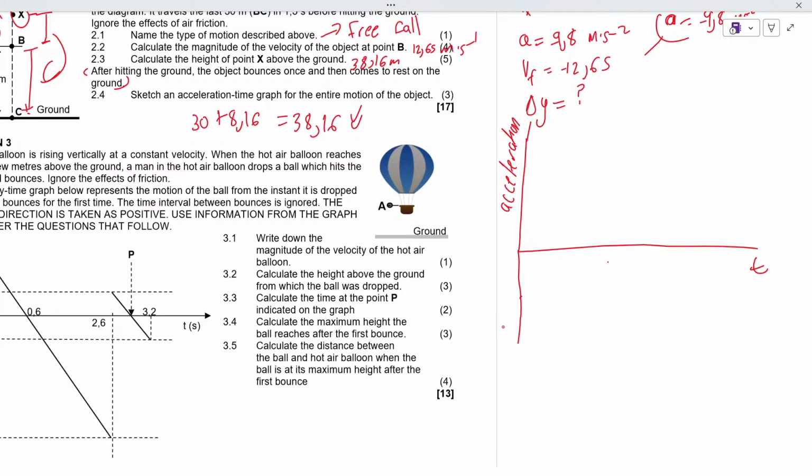Okay, yes, thank you. Since up is positive, the acceleration is negative the whole time, so it's going to be negative 9.8, a straight line at negative 9.8 until it reaches the bounds. At the bounds something happens, like an asymptote, but with dotted lines. Yes, dotted lines. Understand?